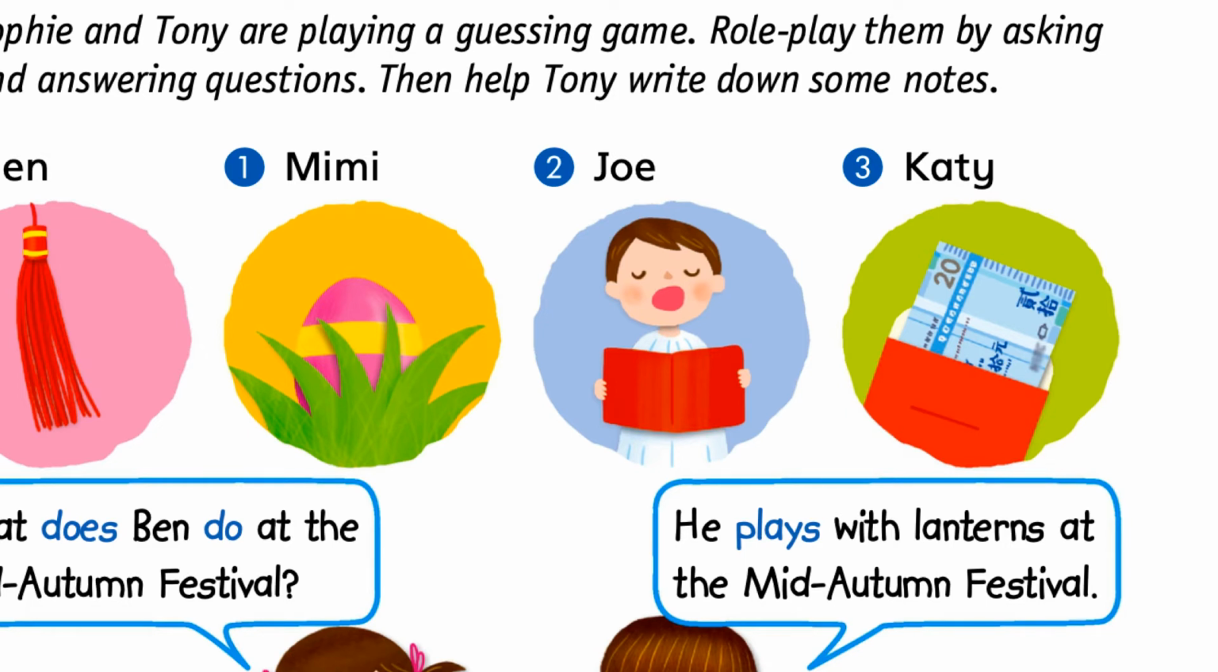Picture 2. Joe. I can see a boy singing. What festival do you think it is? Christmas? I think so too. Sing Christmas songs at Christmas. How about picture 3? Katie. What can you see? I can see some money in a red packet. Do you know which festival it is? Chinese New Year.